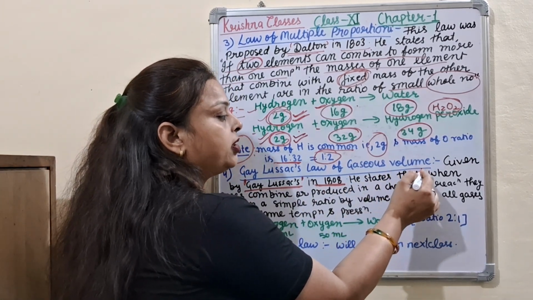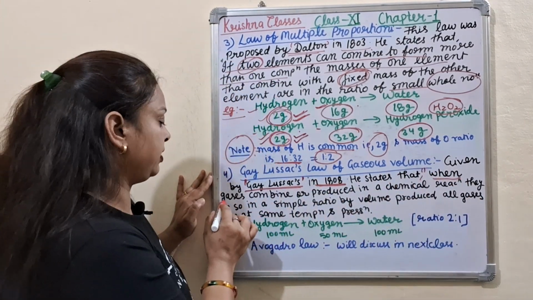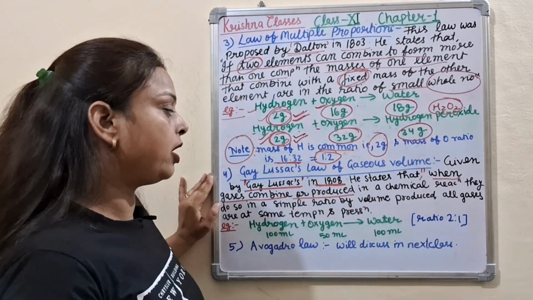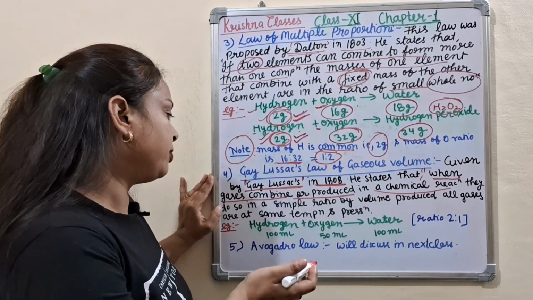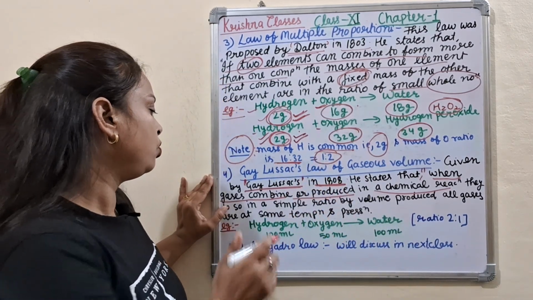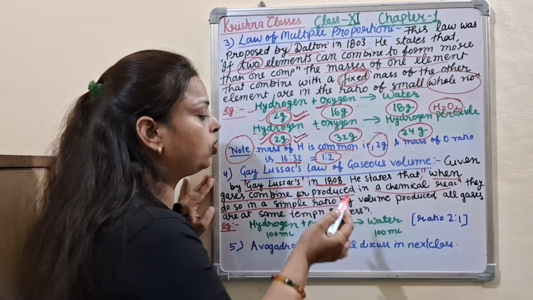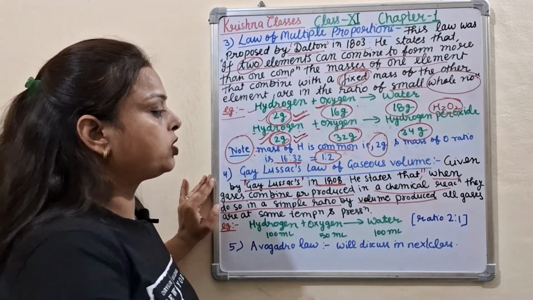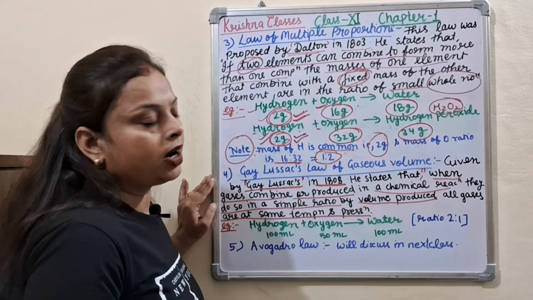He states, when gases combine or are produced in a chemical reaction, they do so in a simple ratio by volume. All gases are at the same temperature and pressure. What is the meaning of this?